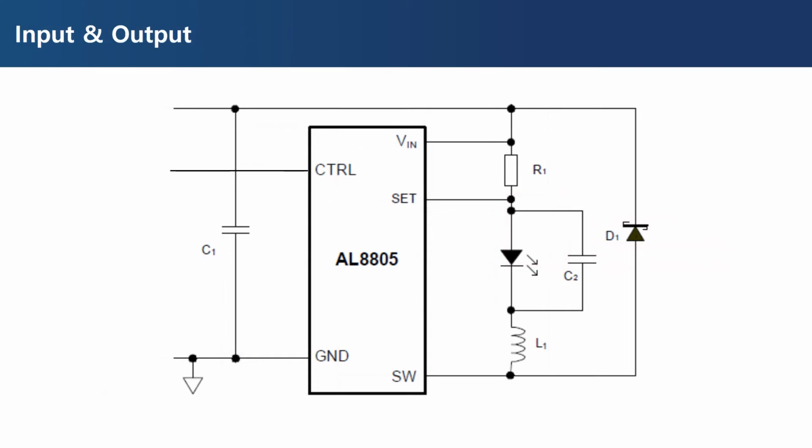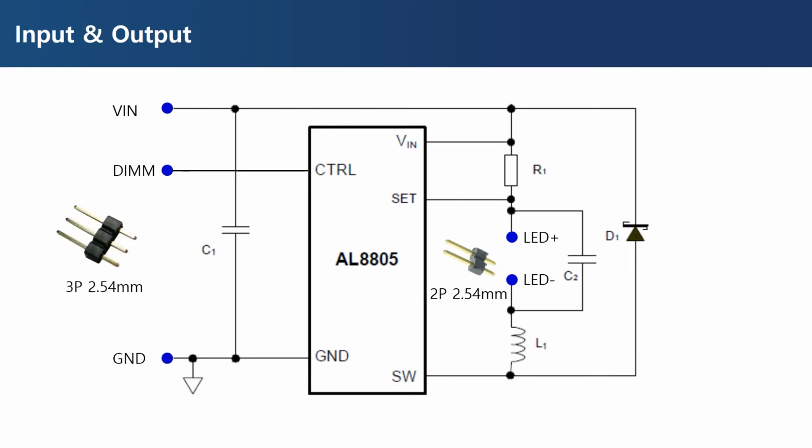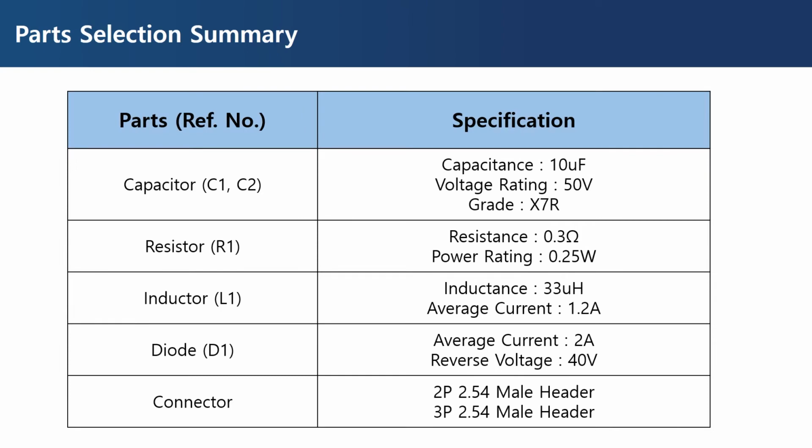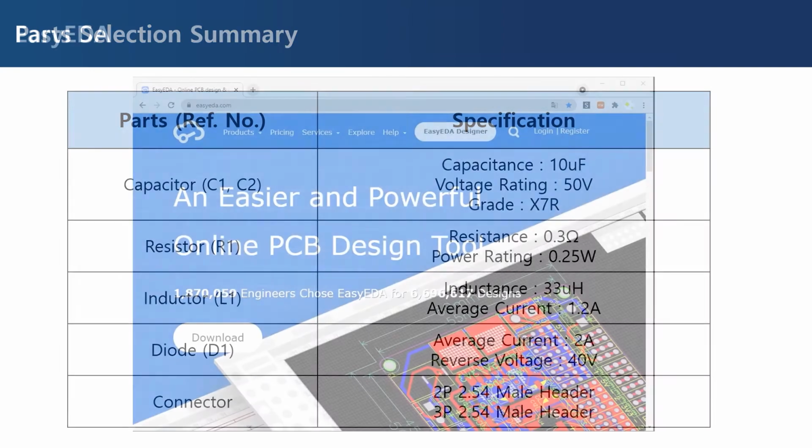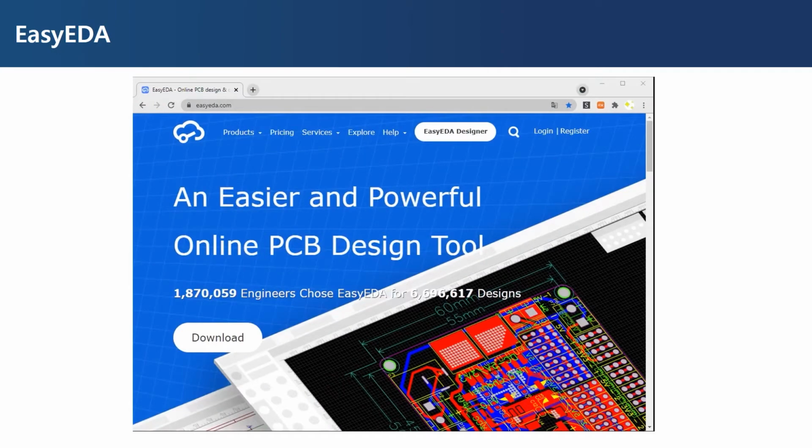You can include the LEDs in the design, but just by adding a connector, you can provide more flexibility in how the LEDs are connected. For that purpose, I will add a 2-pin header connector to the LED output terminal. Also, for input supply and dimming control, let's add a 3-pin header connector. This is the summary of the parts to be used and their specifications. Using this table as a reference, let's design the circuit with EasyEDA.